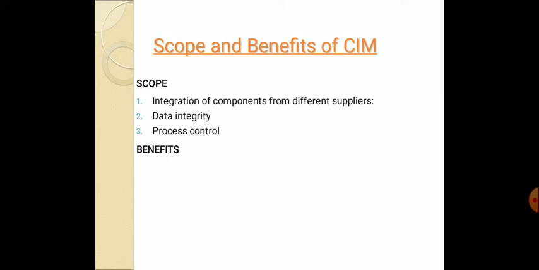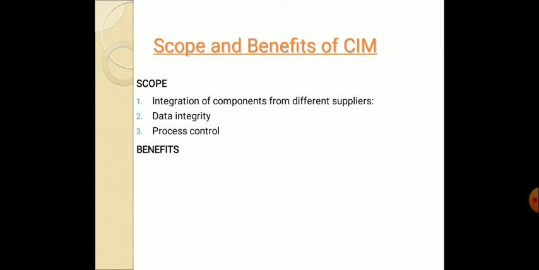Last one is process control. So what is this process control? Computers may be used to assist the human operators of the manufacturing facility, but there must always be a competent engineer to handle circumstances which could not be foreseen by the designers of the control software.